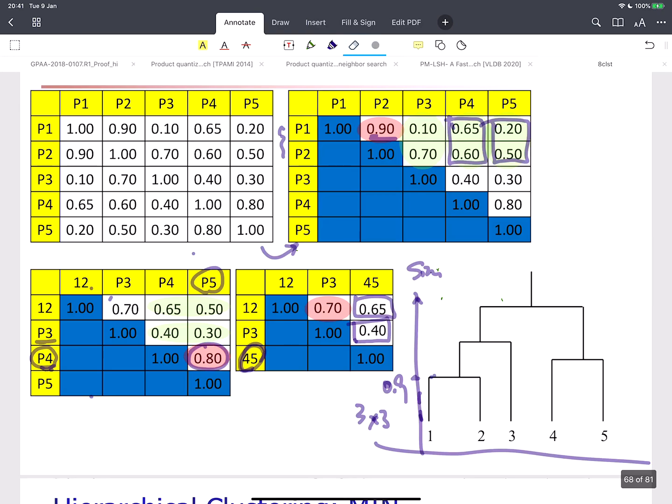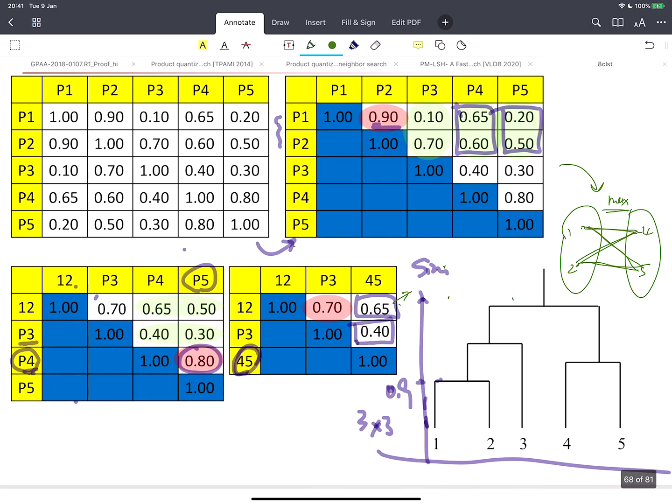So let me just draw the figure again. So how to get the 0.65? It's because you have 1 and 2, and you have 4 and 5, and all the pairwise links are these 4 links. You look up the value on each and every edge from this table and take the maximum, again because this is similarity. So it turns out that the maximum is 0.65.